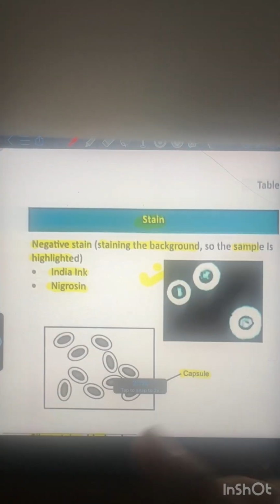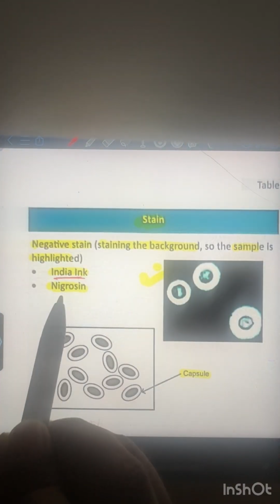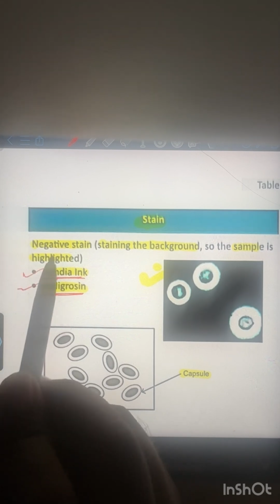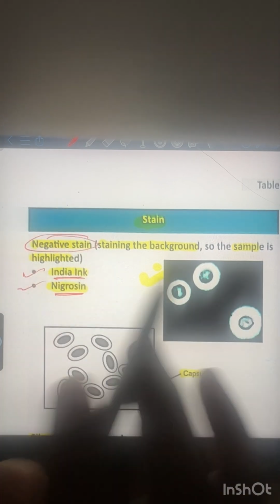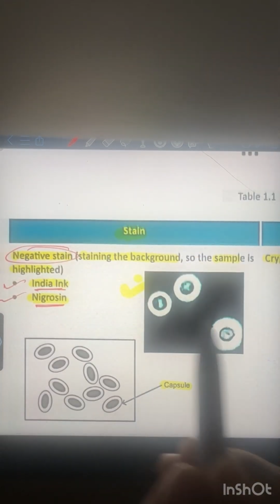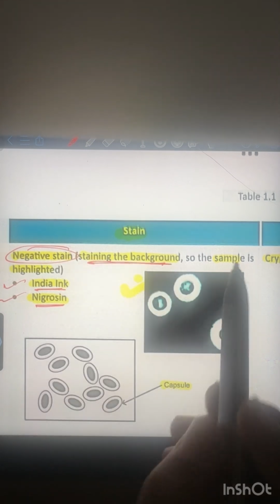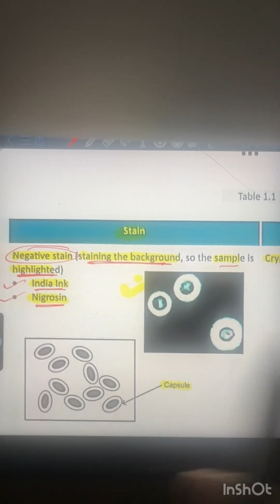as the negative stain. And some examples of negative stain that I want to give you is number one, India ink stain, and the second one is going to be nigrosin. India ink and nigrosin are the two stains that you have for Cryptococcus. I'll give you an example. Just focus on the first picture for the time being. What is this? This is an example of a negative stain. What do I mean by negative? That the background is going to take the stain, not the organism. Can you see? The capsulated organism is automatically highlighted.